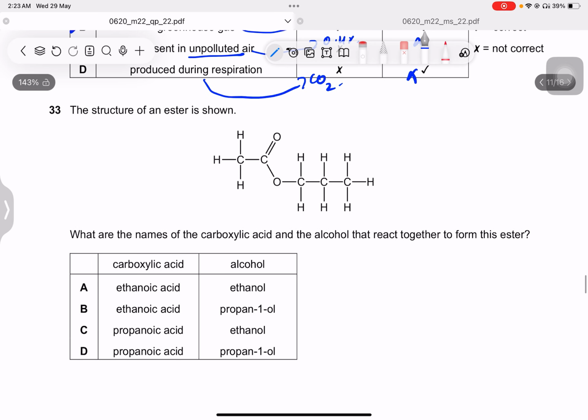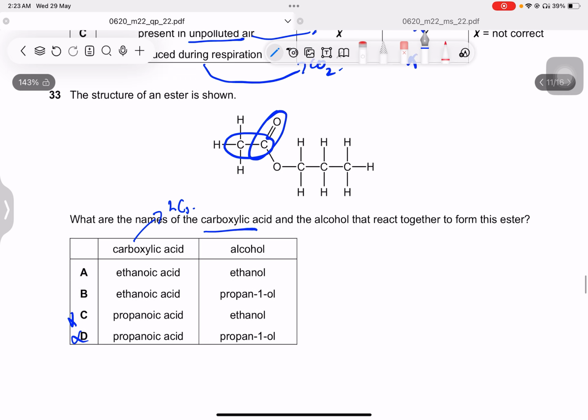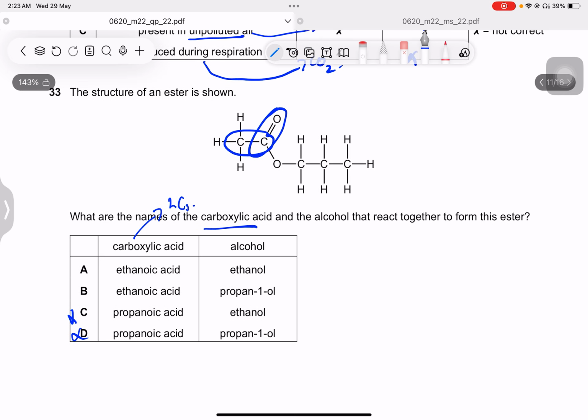Next, the structure of an ester is shown. What are the names of the carboxylic acid and the alcohol that react together to form this ester? The carboxylic acid group is always the one having the oxygen double bond with carbon. So these are two carbon atoms, which means that the carboxylic acid has two C's, the name for which is ethanoic and not propanoic. The alcohol basically contains three carbons, so it should be propanol.